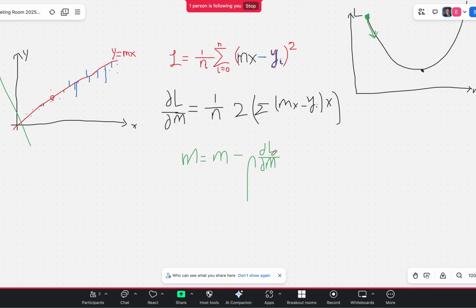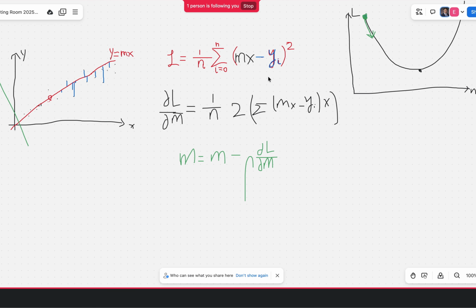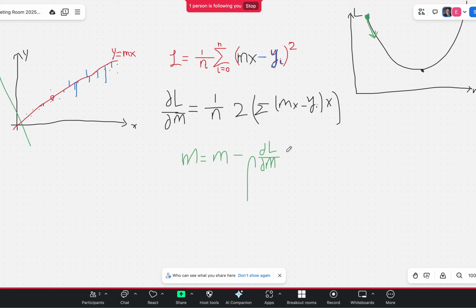So the derivative of loss with respect to M, which is the thing we're trying to train, right? What I'm doing here is taking my derivative of loss right here, and I'm trying to take this, and the learning rate is just a constant for how much I change. I'm trying to change in this direction. That makes sense, right? Yeah.